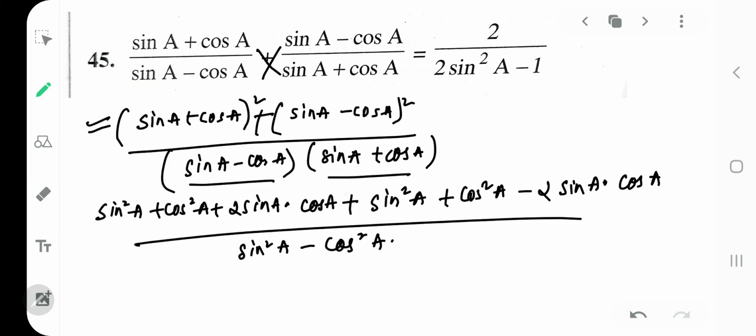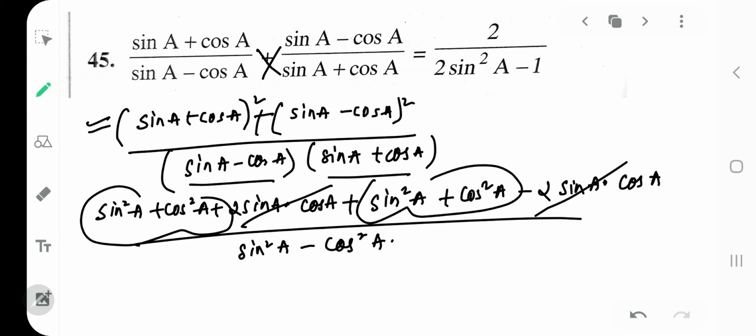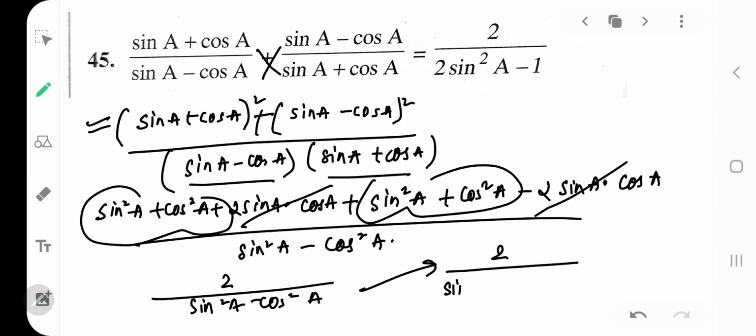Now my dear kids, you have 2 sin a cos a positive, negative. You have sine square a plus cos square a, that will be 1. Here also sine square a plus cos square a, that will be 1. So above you have 2 and down you have sine square a minus cos square a. I'll keep 2 above same. Sine square a will be same. My requirement is sine in the right hand side, sine square a. So I'll convert cos square a as 1 minus sine square a. Now once you open up the bracket, you will get your answer.